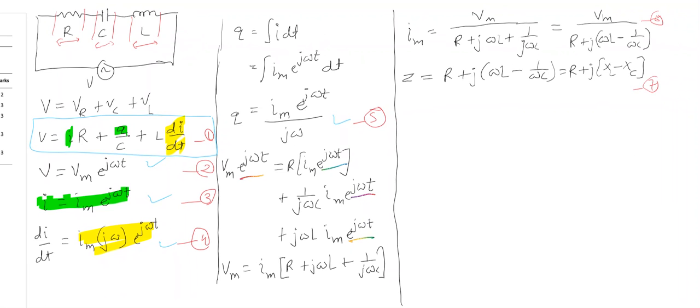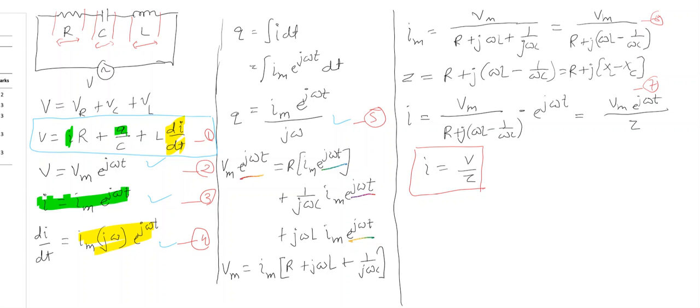And then if I use equation 6 in equation 3, I can write the equation for I as Vm by R plus j (omega L minus 1 by omega C) into e raised to j omega t, or else it can be written as Vm e raised to j omega t upon Z, or else you can write it as I equals V by Z. So this is the equation of complex current in case of an AC circuit with series combination of LCR. You can write it as I equals Vm e raised to j omega t by mod Z e raised to j delta. So Vm by mod Z e raised to j (omega t minus delta). Okay, this is also one way of expressing it.